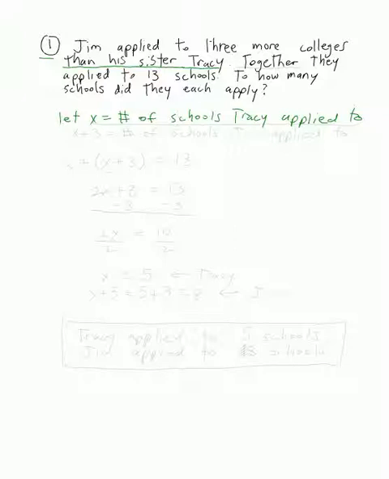Alright, next one. It says Jim applied to 3 more colleges than his sister Tracy. Notice step 2 says write the second unknown in terms of your variable. So, because it says Jim applied to 3 more than Tracy, and Tracy did x, then that means that Jim did 3 more than x, which must be x plus 3. That means x plus 3 is the number of schools Jim applied to.